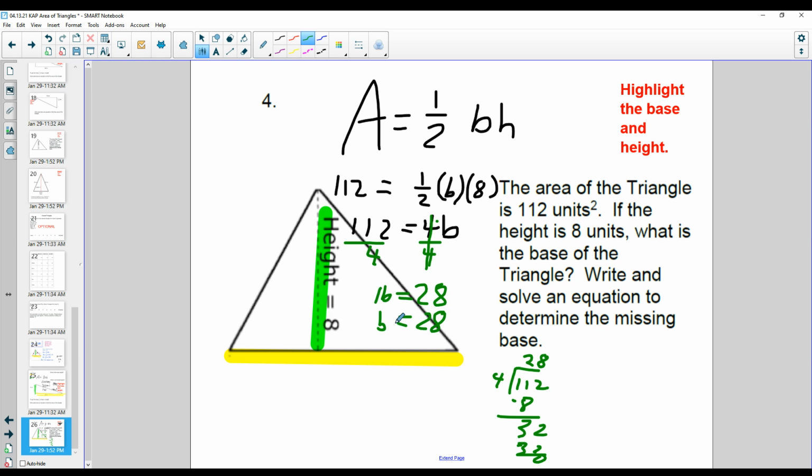To check your work, 28 times 8 is 224. Half of it is 112.